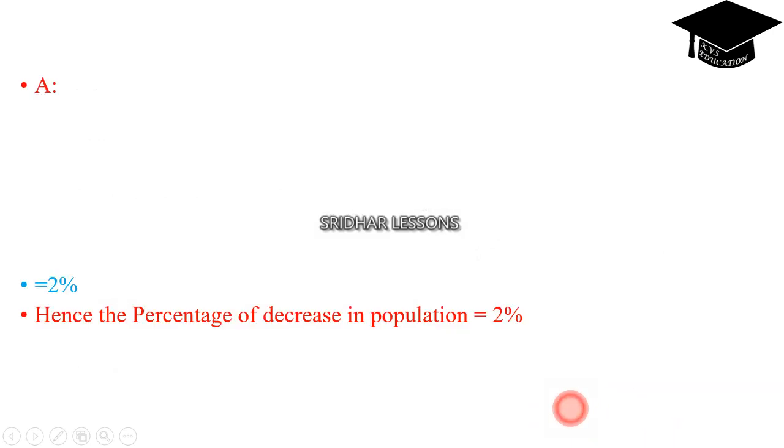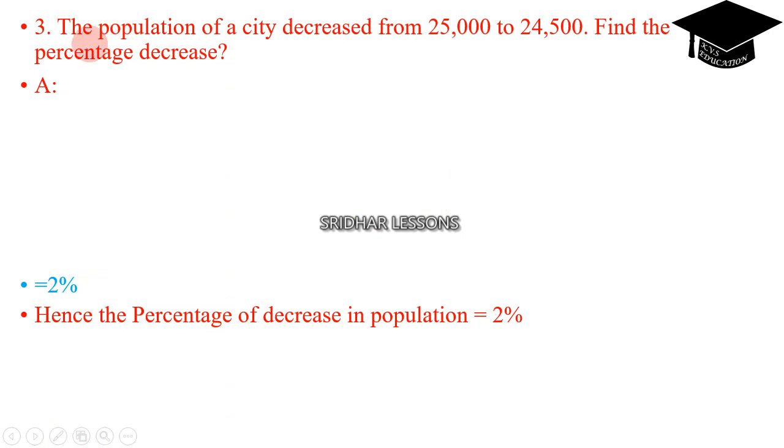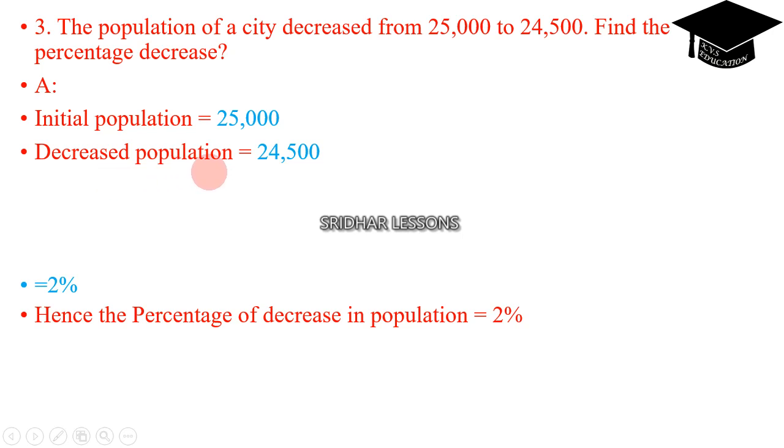Next, the population of a city decreased from 25,000 to 24,500. Find the percentage, means find the decreased percentage. Here he was given the initial population is equals to 25,000. The decreased population is equals to 24,500.